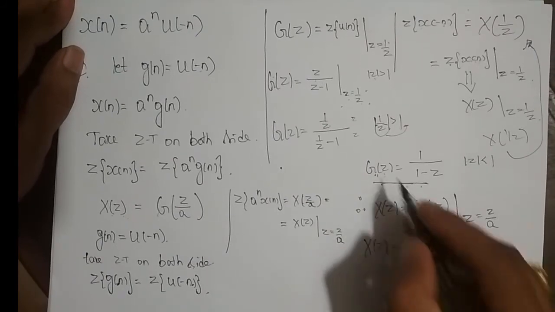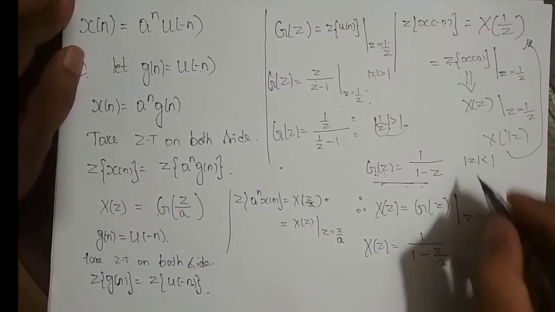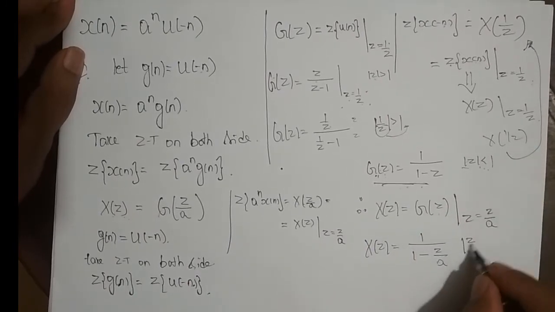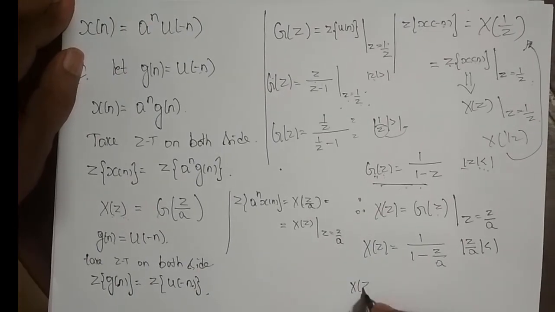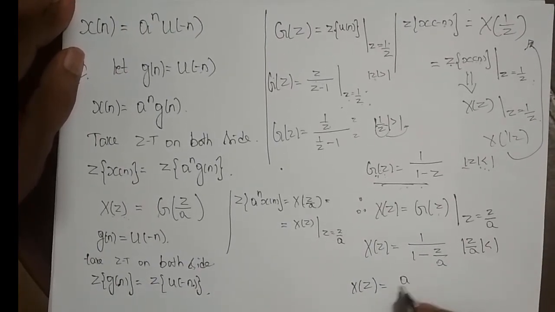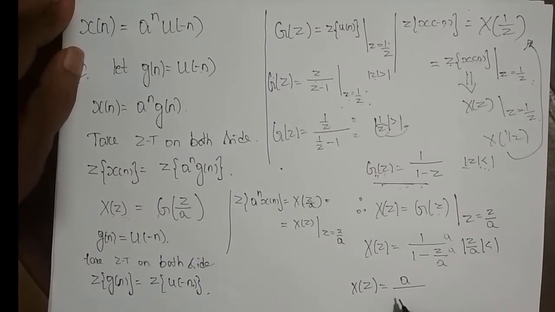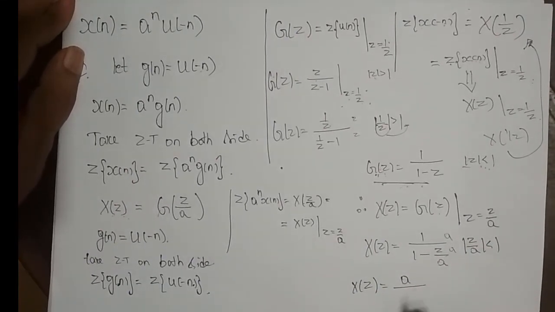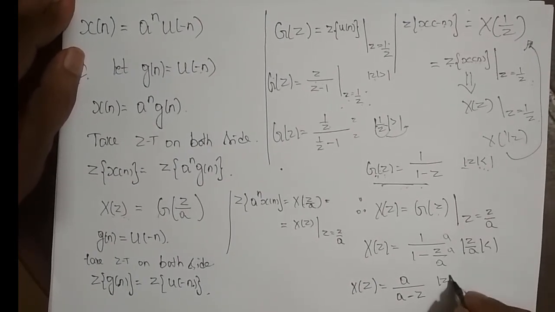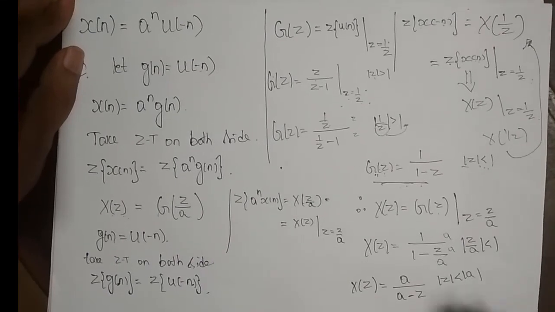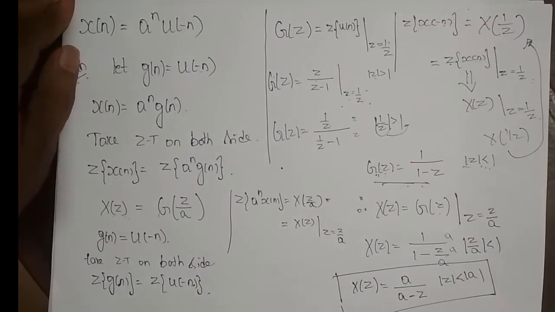Okay, so X of z is what? 1 divided by 1 minus z by a, and I have to touch the ROC too, magnitude of z by a is less than 1. If I simplify this, X of z is equal to a divided by, multiplying numerator and denominator by a, a minus z, with magnitude of z less than magnitude of a. So this is the z transform and ROC.